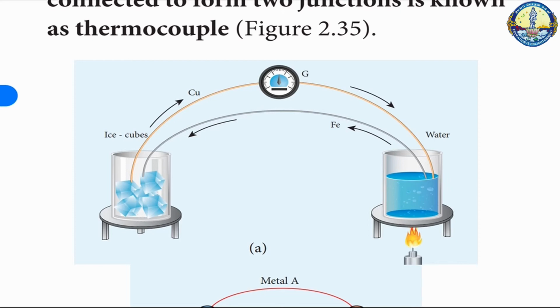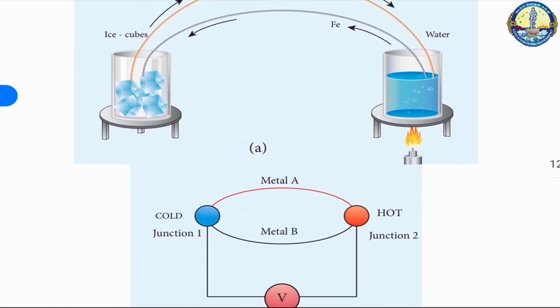Dissimilar metals connected to form two junctions is known as a thermocouple. When you keep the galvanometer between the metals, due to this temperature difference we will get a potential difference developed, that is an EMF. The current produced by this EMF is the thermoelectric current. If the hot and cold junctions are interchanged, the direction of current also reverses. So the effect is reversible.